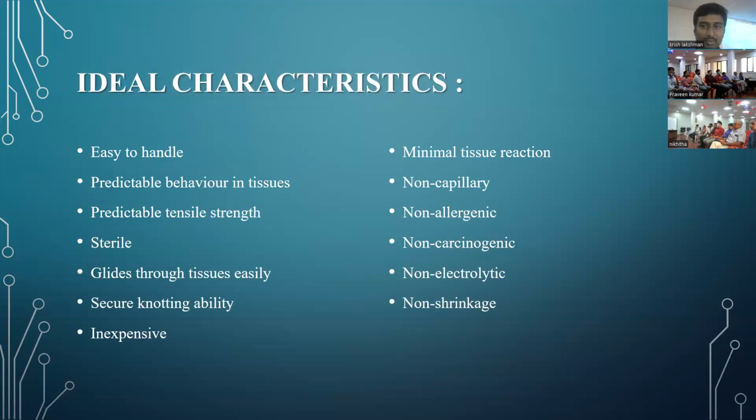And the ideal characteristics of sutures include: it should be easy to handle, have predictable behavior in tissues, predictable tensile strength, it should be sterile, it should glide easily through the tissues, and it should have the ability of secure knotting. It should be inexpensive, have minimal tissue reaction, be non-capillary, non-allergenic, non-carcinogenic, non-electrolytic, and it should not shrink. So this is the best suture when you look at all of these things. It's only imaginary, sir. All materials. Yes, for that particular region and what is available at that point of time.